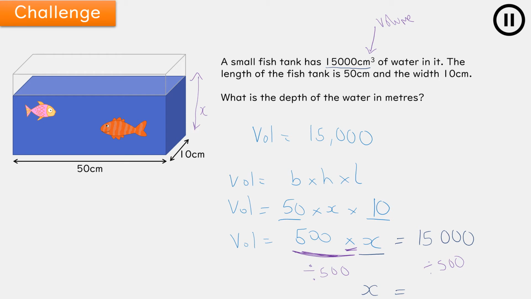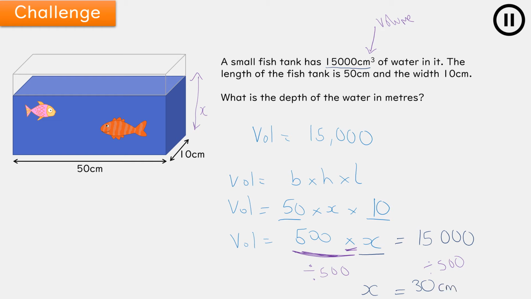You can use a calculator, so 15,000 divided by 500 is what you should put in the calculator, and you get 30. Is 30 a good enough answer? Well, let's make it even better. Let's give the units. Well, that's 30 centimetres.